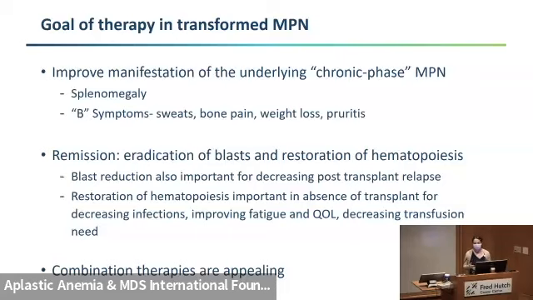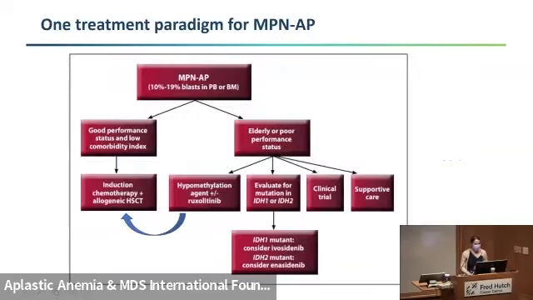Combination therapy is therefore appealing to target both the chronic phase manifestations and the leukemic portion of the disease. So this is a treatment paradigm that I like for MPNs in accelerated phase. Patients who have a good performance status and low comorbidity index, so not a lot of other medical problems, this suggests induction or intensive chemotherapy for transplant. Or older patients with a poor performance status, you can use a hypomethylating agent plus ruxolitinib, and then to transplant, look for mutations, clinical trial, or supportive care.